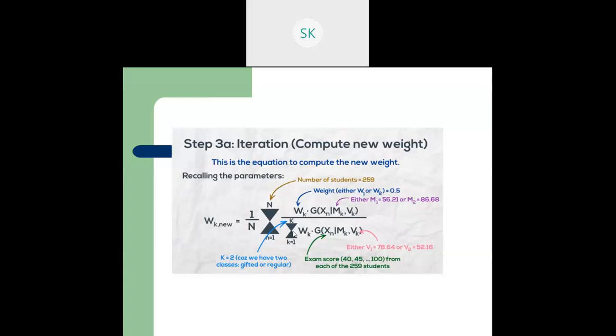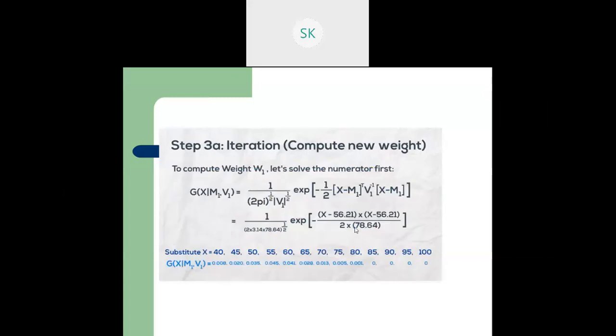X, now this denominator is also the summation from 1 to k, where k is equal to 2, because we are having two classes. So this is the formula for computation of this new weight, W k common weight. Equation to compute the new weight. Next, iteration 3.